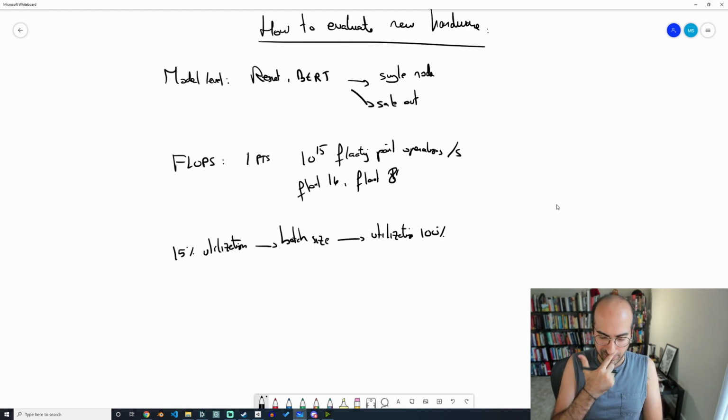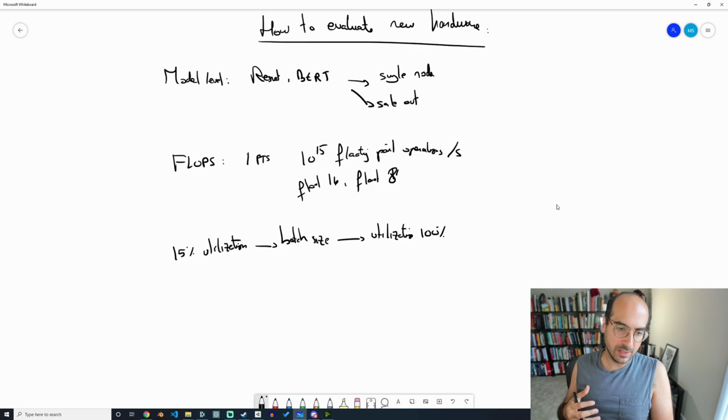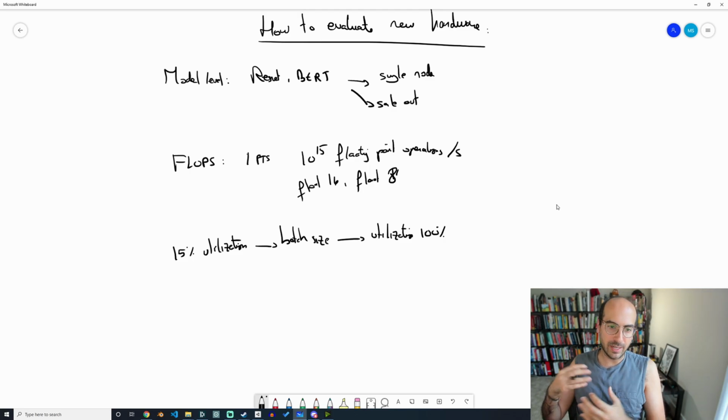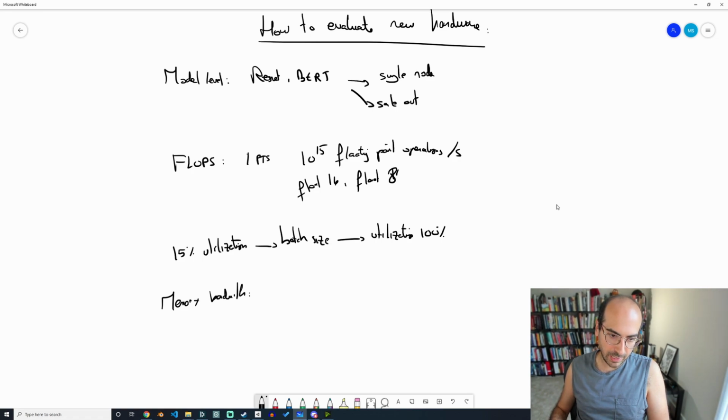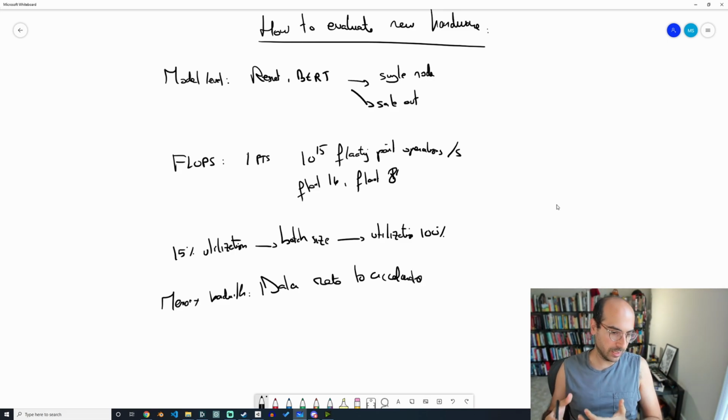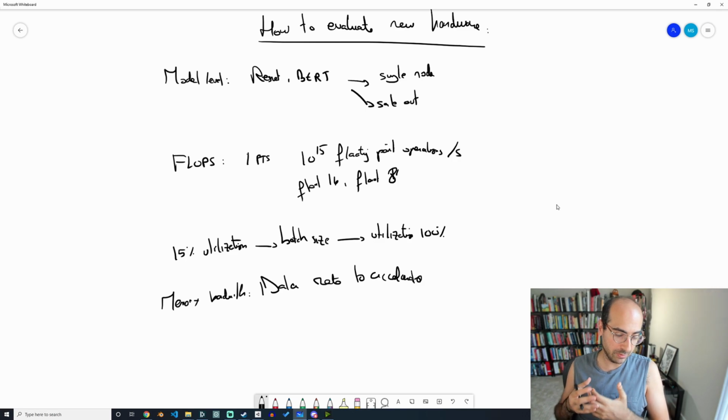But essentially, what this is talking about is actually your I/O bandwidth, so your memory bandwidth, as in how much data can you send to the accelerator? So data rate to accelerator. The idea is that it doesn't matter how fast you are if you can't ship data to the machine fast enough, then it doesn't really matter. So this is a trade-off.